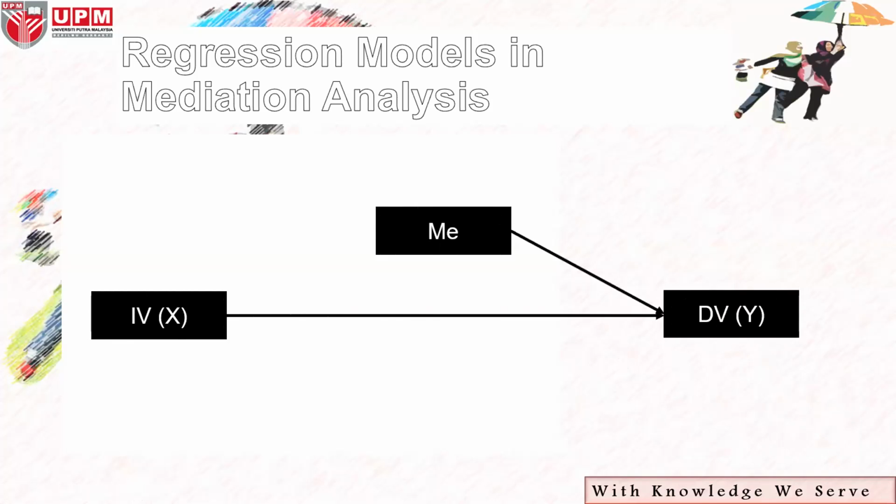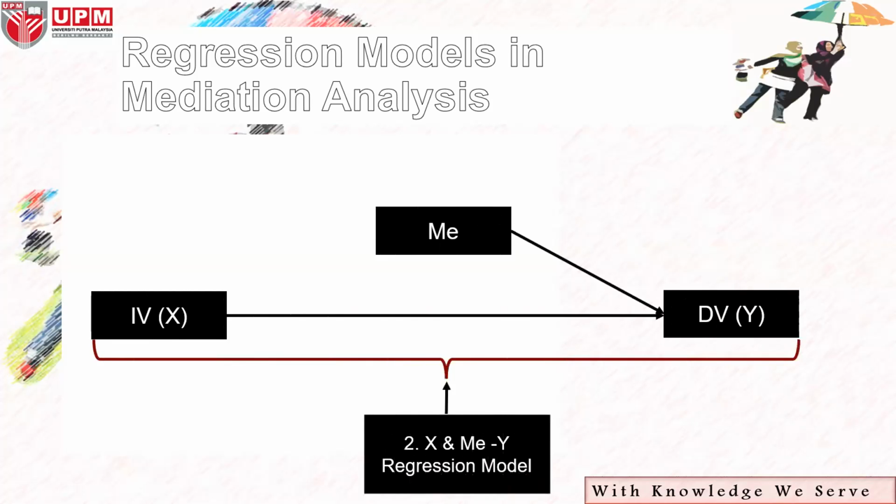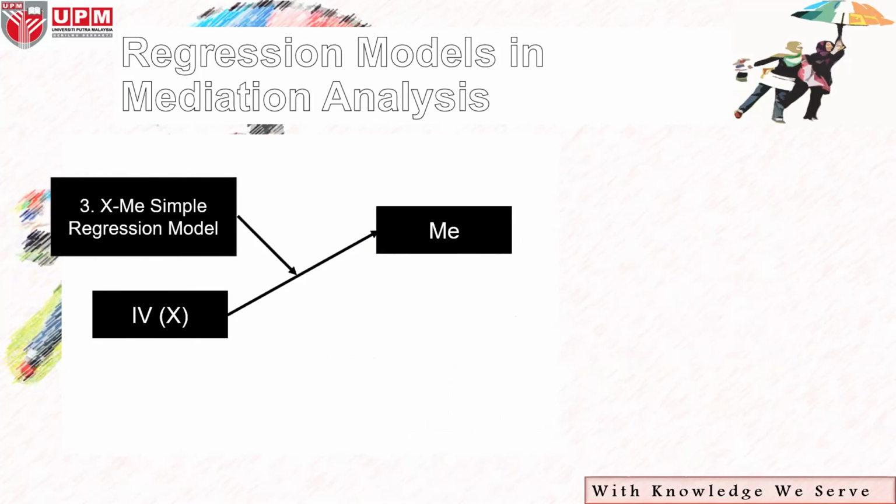Second one, the influence of the relationship between IV and mediator on DV. So we can run the multiple linear regression. This one, we need to run the multiple linear regression, the X, M towards Y regression model. So this is the second model. The third one, the influence of IV towards mediator, which is the X and mediator simple regression model. So we need to run 3 different regression analyses.